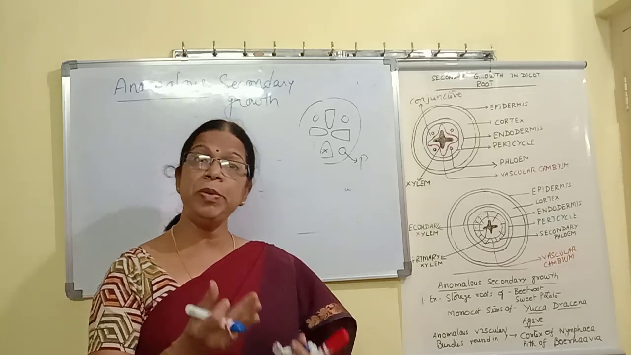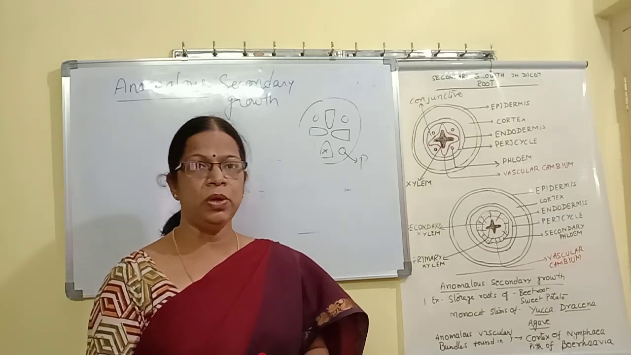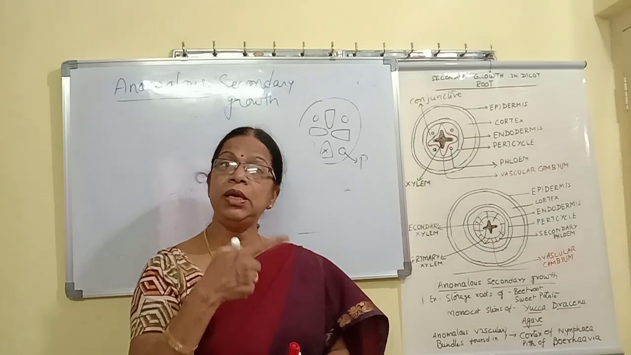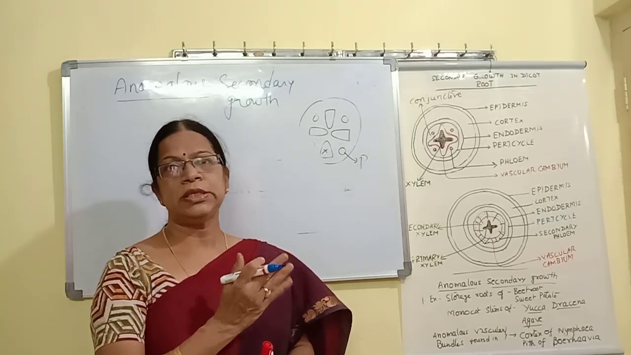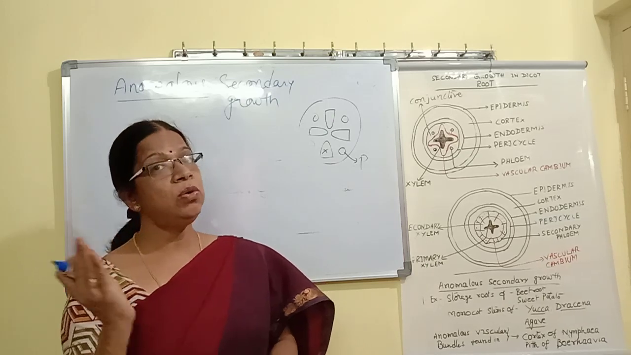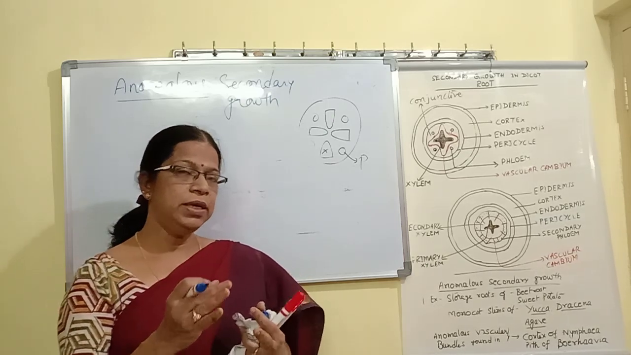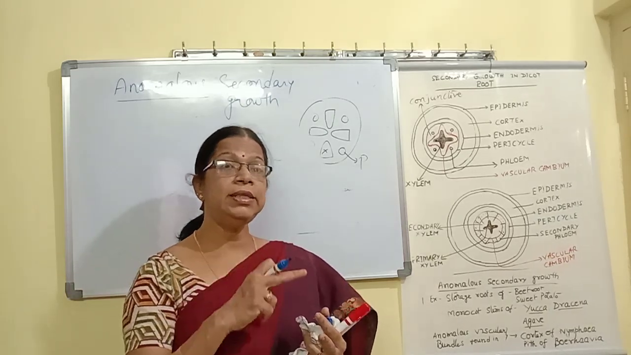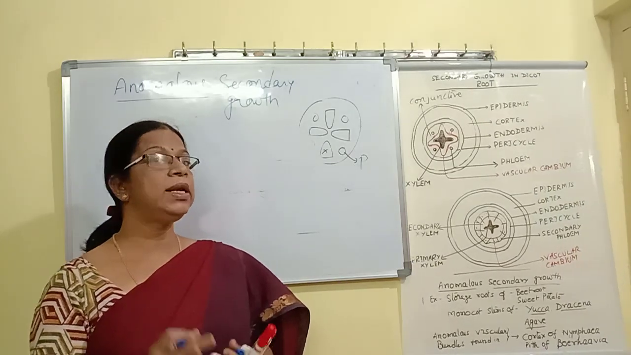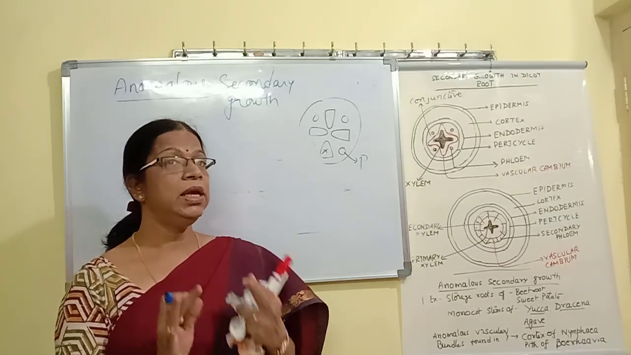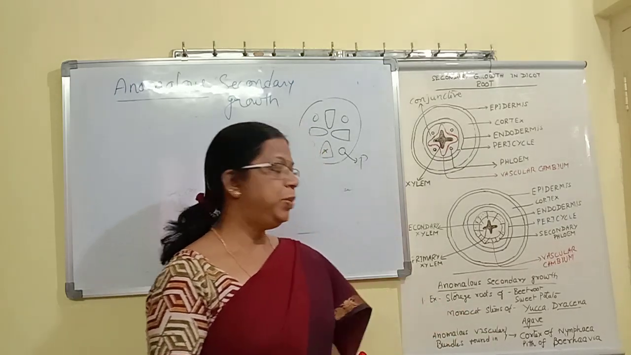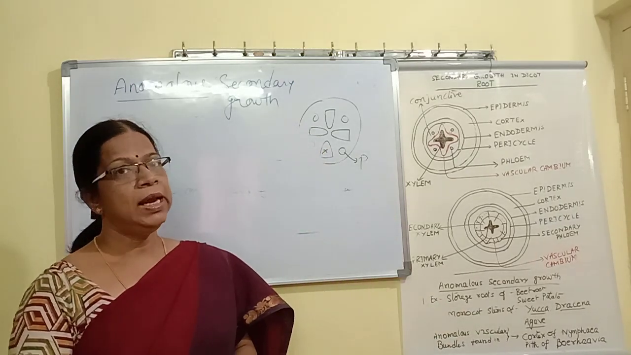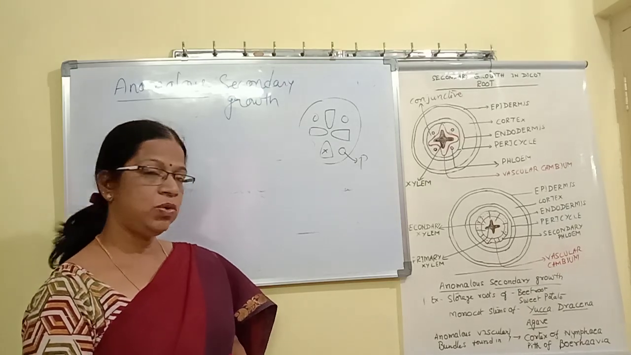So when we cut open the beetroot, all of you must be knowing, we find circular lines. We have to cut open a cross section horizontally. When we cut open horizontally, we find circular lines appearing. These circular lines indicate the secondary growth. So storage roots of beetroot and sweet potato show anomalous secondary growth.